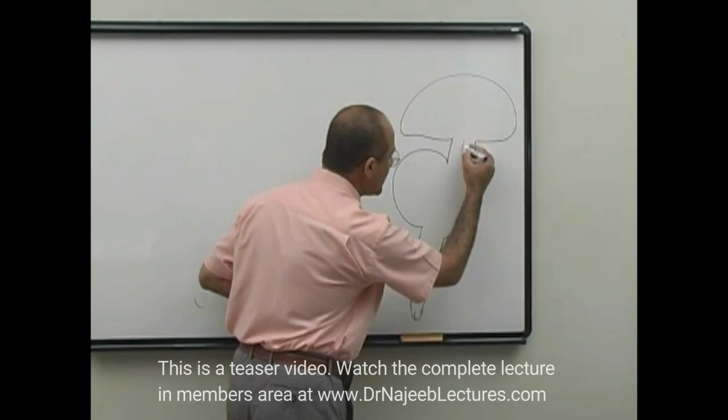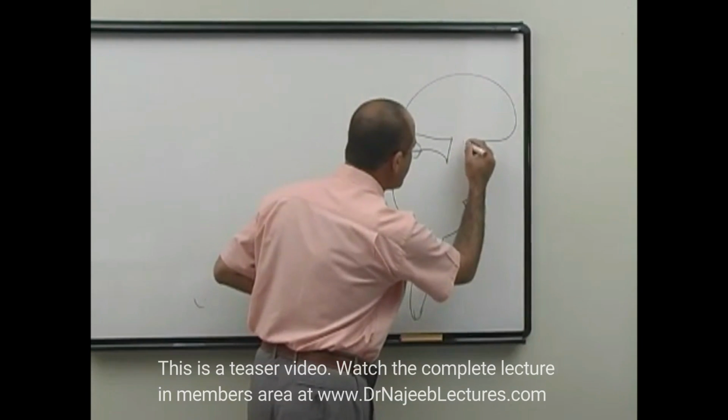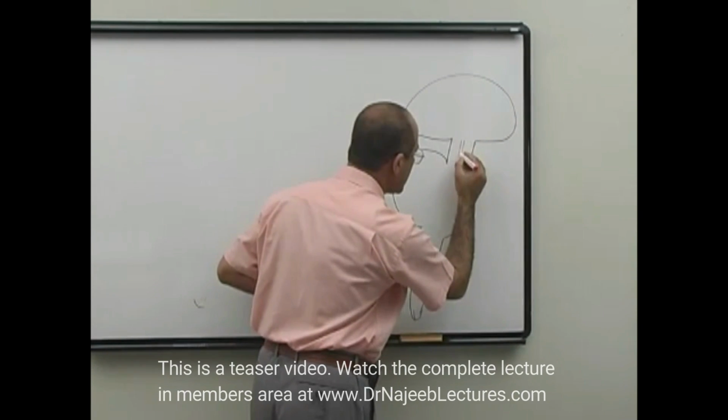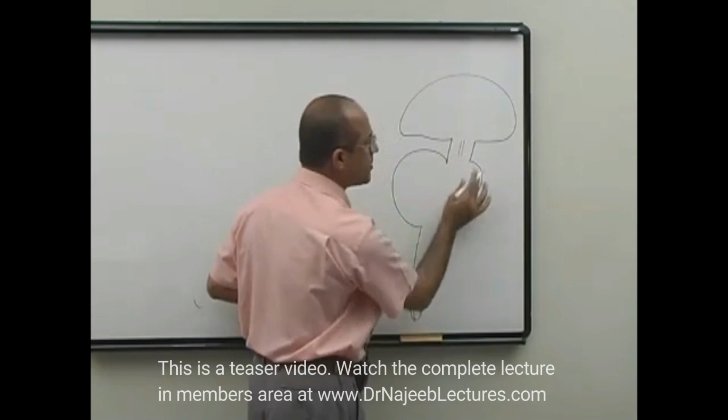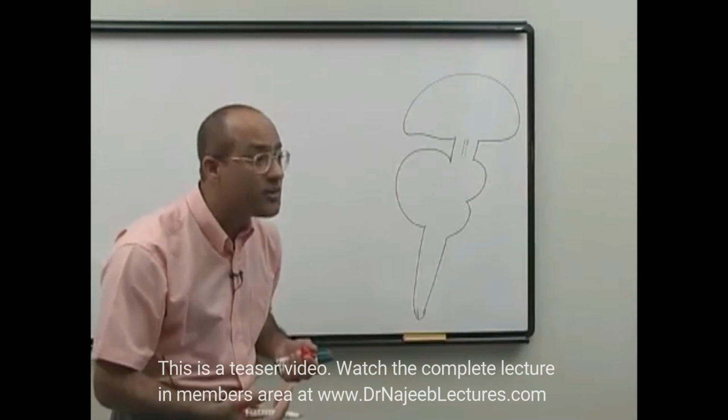What is this CSF filled? Okay, I will make it red. There is a CSF filled tube here. What is this tube called? This is in the midbrain. What is this canal? Cerebral aqueduct.